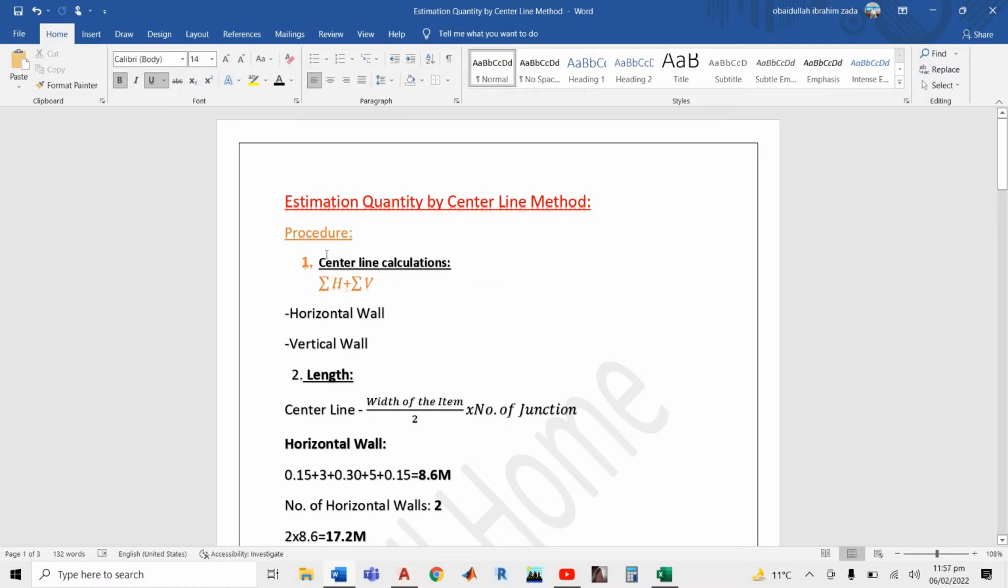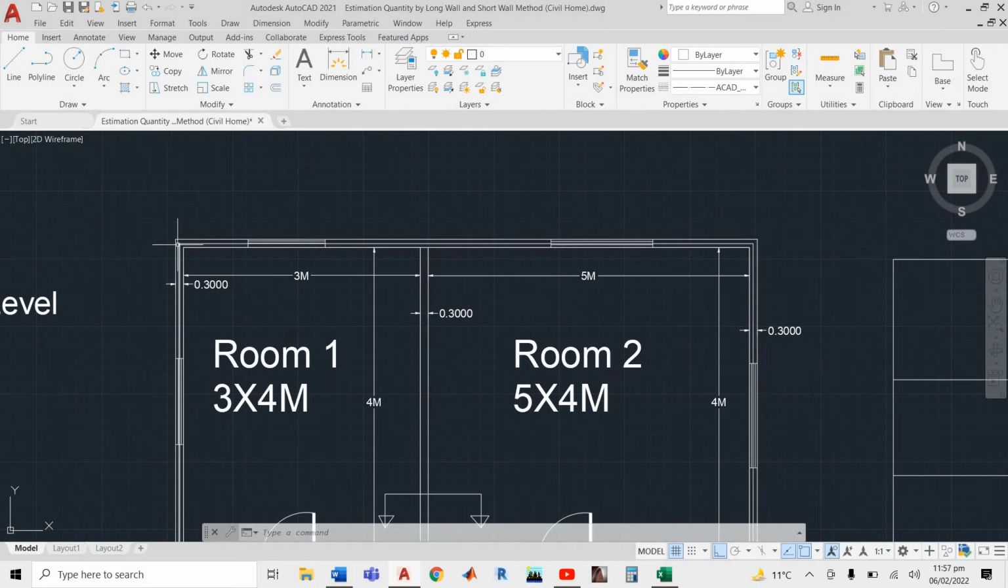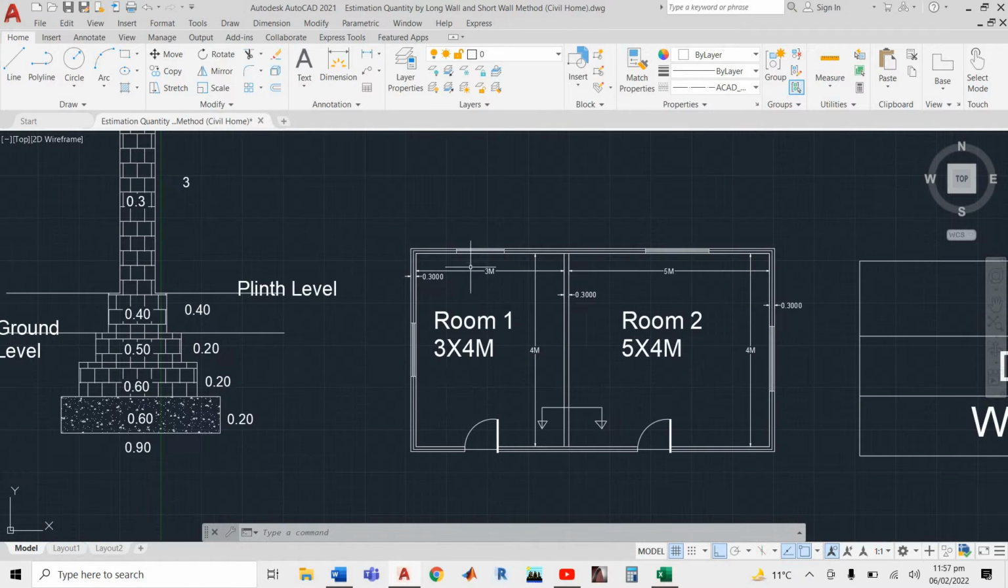It means we have to calculate the total of the center line. How can we calculate the total of the center line? We have to calculate the total of the center line in each, which means the total of the center line in horizontal walls and vertical walls.